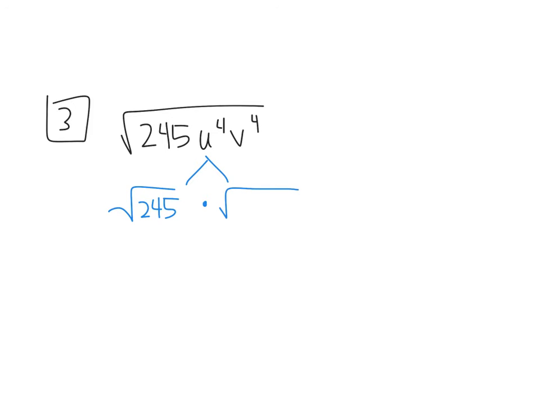Getting a little more complicated as we go. So 245, u to the 4th, and v to the 4th. So let's go ahead and split this up into my numerical and my variables and deal with them both separately.